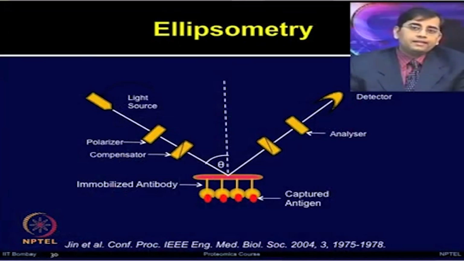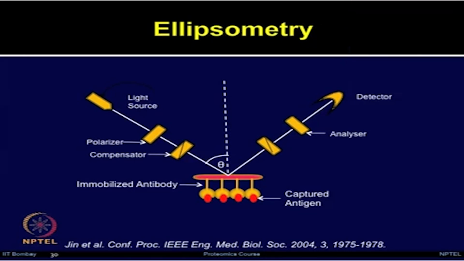A monochromatic laser light which is linearly polarized by the polarizer is passed through a compensator, and it produces elliptically polarized light. This light is reflected from a sample surface and again becomes linearly polarized, which is detected by the analyzer filter. This reflected light intensity is monitored with a photodetector.